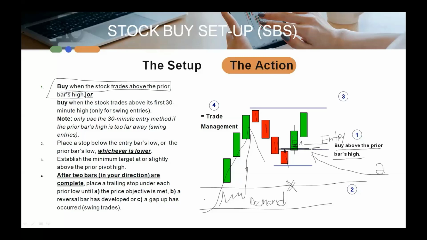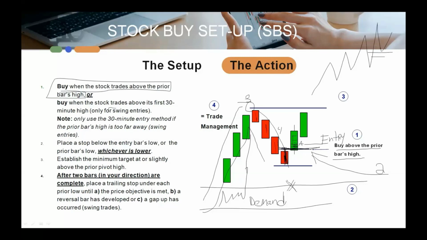Why? Well, because we have impulse, stage 2, topping, stage 3, correction, stage 4. And then what happens here, folks? Changing the guard, green bar takes out red. You buy above the prior bar's high because the prior bar's high is a red bar, where sellers were temporarily just taking a bit of control. But the buyers have control over all. Does that make sense?